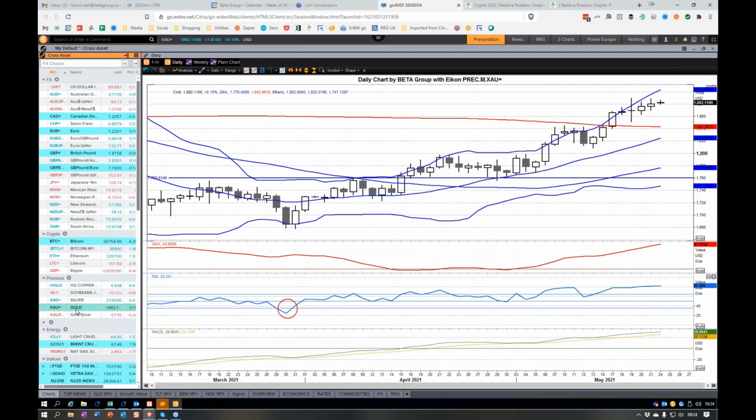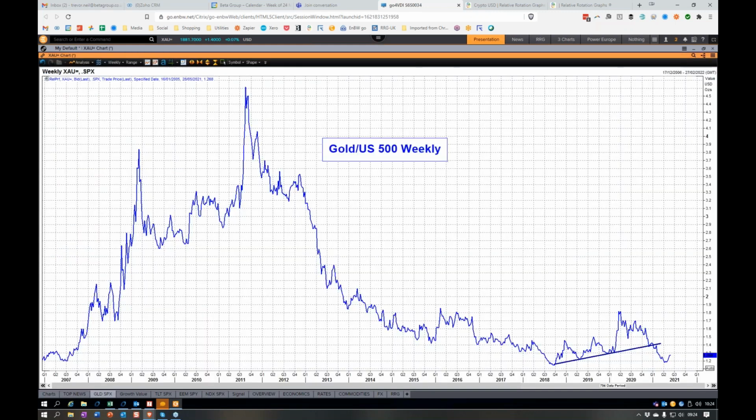Just before I start with gold, I want to show you a chart we've been monitoring. We always keep an eye on it because it's a very significant message. Gold versus the US stock market, the US 500. This is a very long-term chart, as you can see. From 2007 to 2011, this is outperformance of gold. This is the golden period for gold, where you were better off in gold than in the US stock market. But from 2012, you're better off in US stocks than in gold.